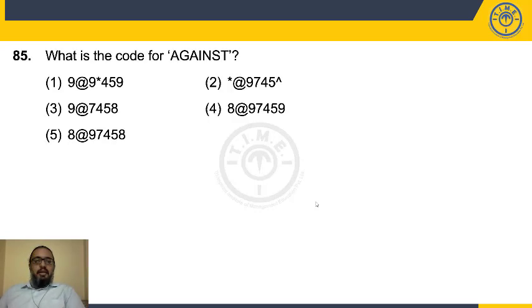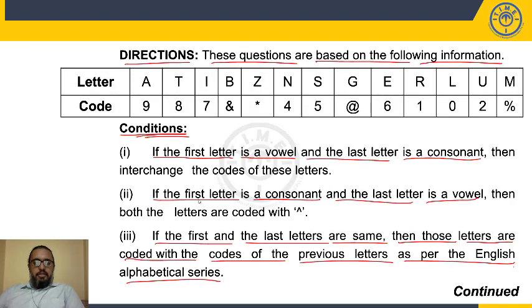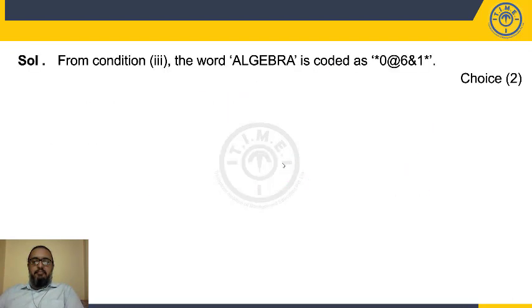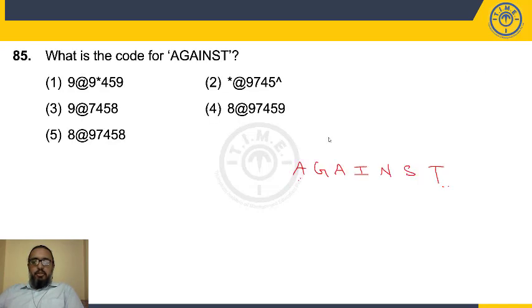Okay? Yeah. Next, what is the code for against? Against. Okay, now first is a vowel, last is a consonant. So we'll go with that condition. So first letter is a vowel and the last letter is a consonant. Yes, then interchange the codes of these letters. So we have A and T. A is 9, T is 8. So what we do? You put 8 and 9 because the code for A is 9 and the code for T is 8, and he asks us to interchange the code. So you put 8 first and 9 later.